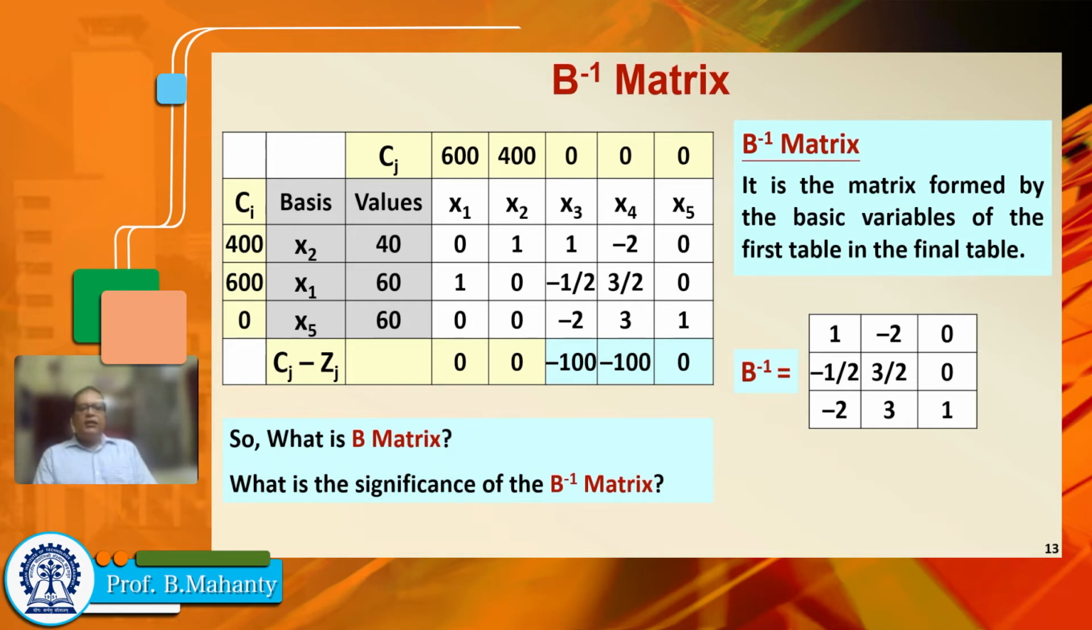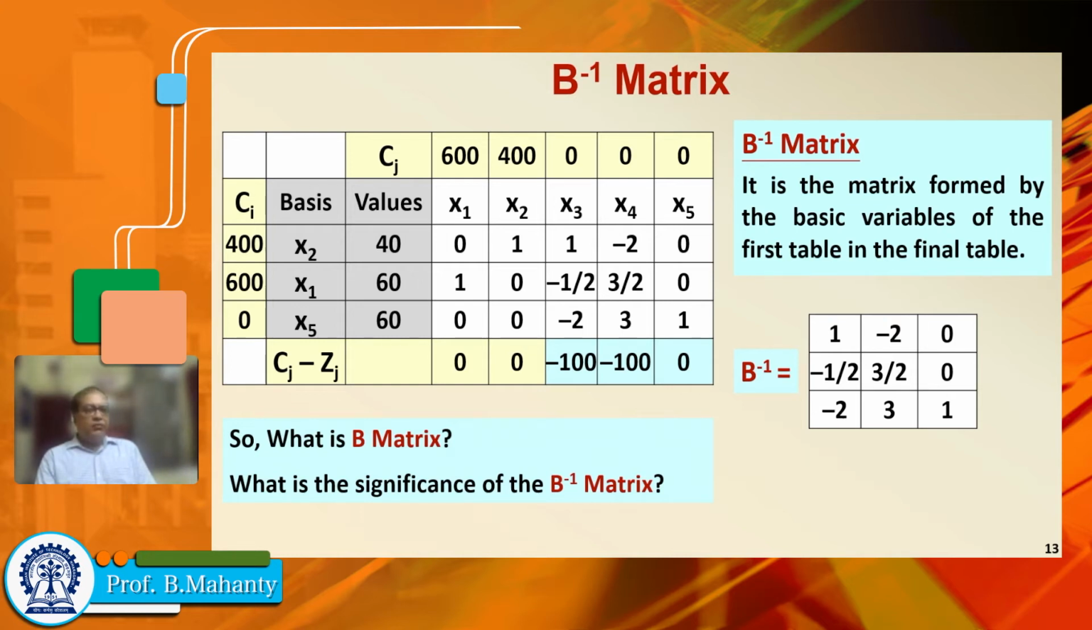Is it not? So naturally the question comes that if this is the B inverse matrix, then what is the B matrix? Because if there is an inverse of a matrix, that means there is an original matrix somewhere. So what is that original matrix? All right, we have the inverse matrix. So what is the original matrix B? In fact, see carefully, the B matrix is the matrix formed by the basic variables of the final table in the first table.